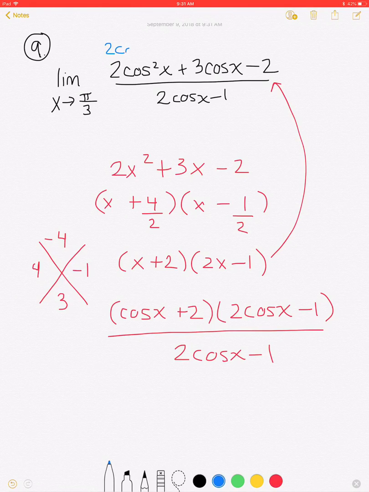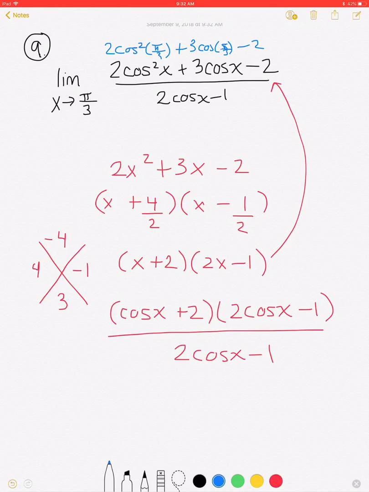So, if you do plug in pi over 3, 2 cosine squared of pi over 3 plus 3 cosine pi over 3 minus 2. The cosine of pi over 3, think about your unit circle. The cosine, that's going to be 1/2, and 1/2 squared is a 4th. 2 times a 4th is a 1/2.